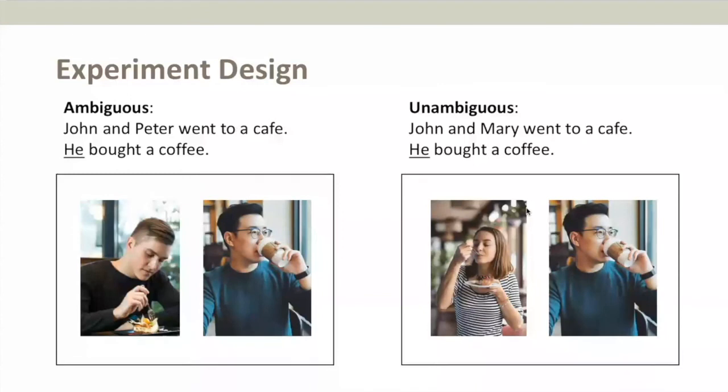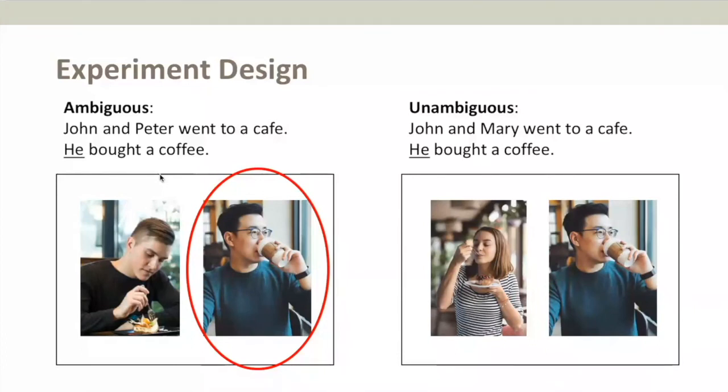So basically here is an example of a stimulus. On the left, you can see the ambiguous condition. There will be 2 pictures that have the same gender, in this case 2 guys. And then they will hear a sentence like John and Peter went to a cafe, he bought a coffee. By the time they hear the pronoun he, they actually don't know who he refers to because it can be John or it can be Peter. So in this case, there's a 50% chance of looking to either picture, until they hear the word coffee, and then they know which is the target. But before that, if they are only listening to the pronoun, then they don't know which is the target.